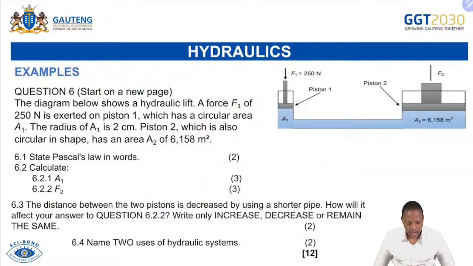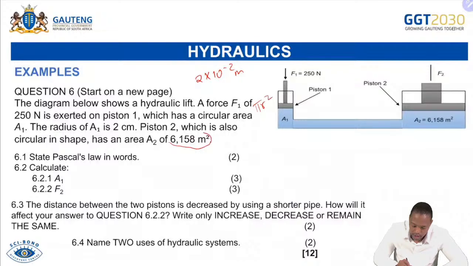Right, question 6 says the diagram below shows a hydraulic lift. A force F1 of 250 Newton is exerted on piston 1, which is the smaller piston, with a circular area. They tell us that the area is circular. Very important for the formula. It means pi r squared. The radius of A1 is 2 centimeters. We have a radius in centimeters, must be converted: 2 times 10 to the power minus 2. I've converted already. Piston 2, which is a circular shape, has the area A2 of 6.158 square meters. This one, no need for me to convert anything here.